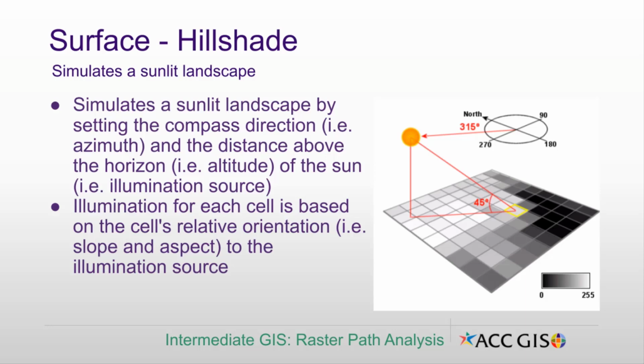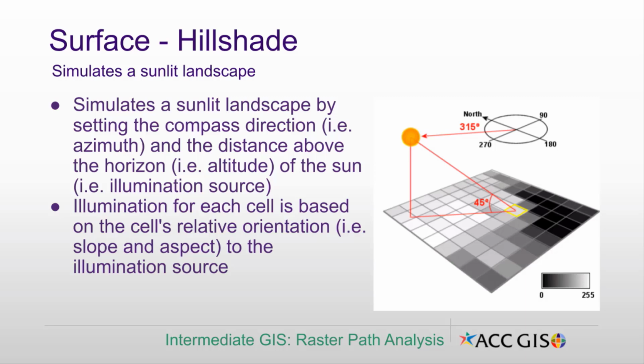First, let's talk about the Hillshade Geoprocessing tool, which simulates a sunlit landscape by setting the compass direction, known as the azimuth, and the distance above the horizon, known as the altitude, of the sun, which is the illumination source for our digital elevation model.